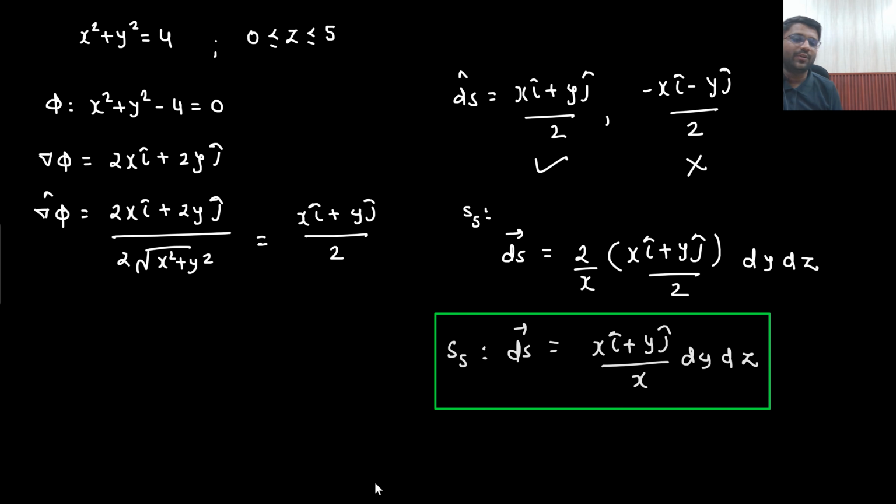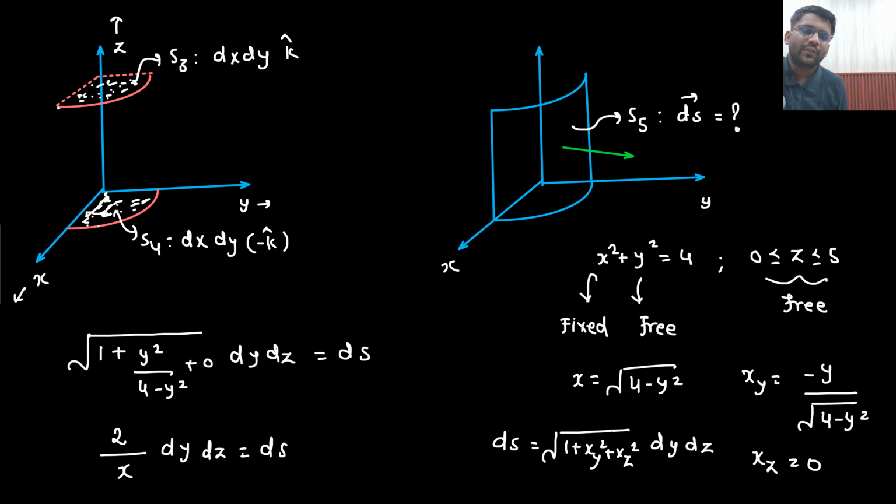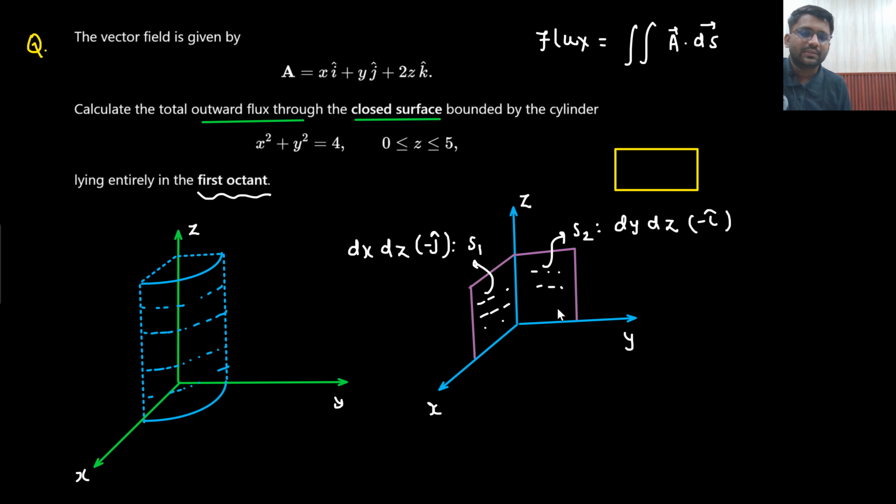Now for each of them you need to solve. For S1, S2, S3, S4, S5. For each of them you will have to calculate A dot ds. So let's get started for S1 first. For S1 I need to calculate A dot ds. For S1, what is the value of A? And what is the value of ds? Both I need to write down.